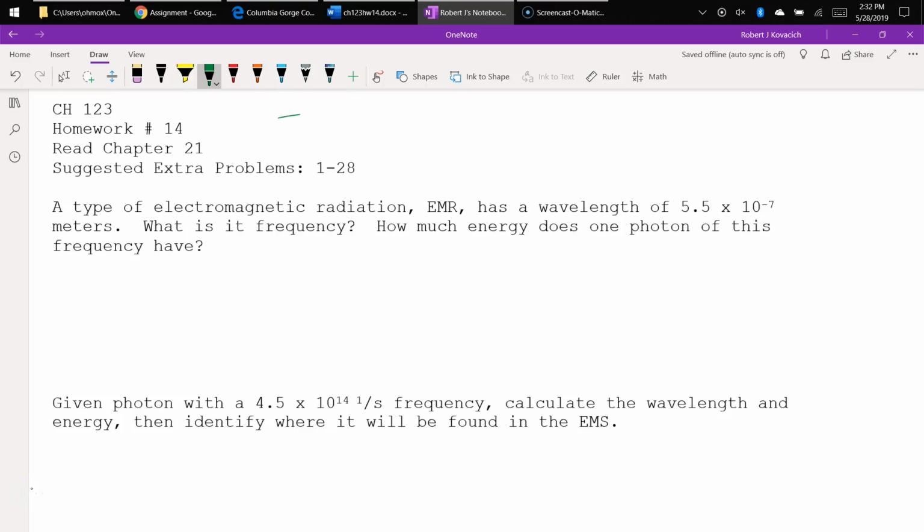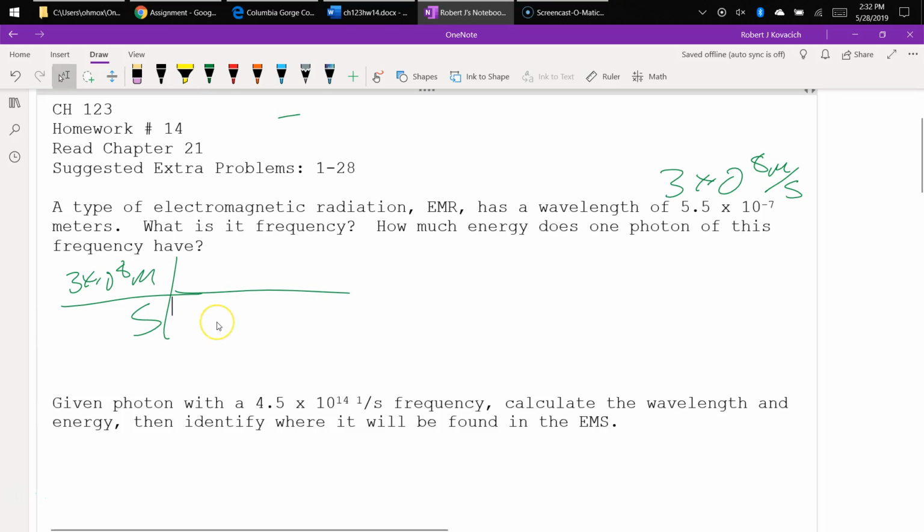What's the frequency of this, how much energy does it pump out, and where is it in the spectrum? So we need the speed of light, so I just use 3 times 10 to the 8th meters per second. What we're looking for is frequency, and the units for frequency are 1 divided by seconds. So I start with 3 times 10 to the 8th meters divided by seconds, and then I put 5.5 times 10 to the negative 7th meters on the bottom, and the meters cancel out, and I get a number that's got 1 over seconds for its unit.